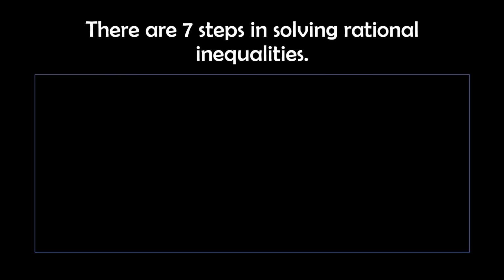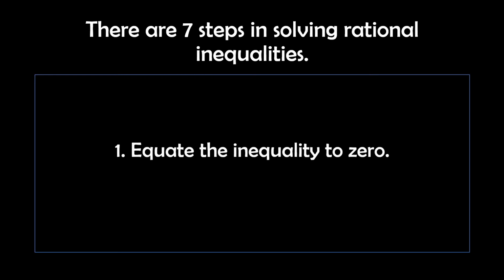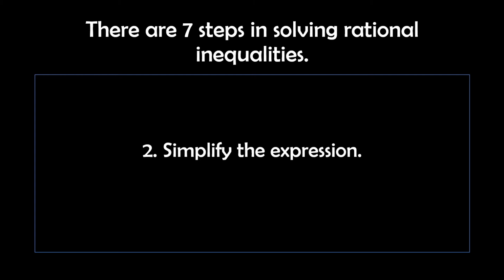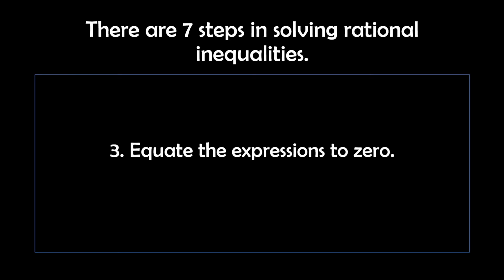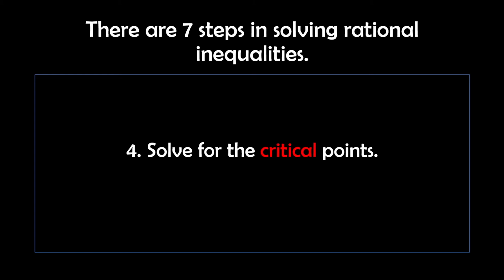Now, here we are solving rational inequalities. There are 7 steps in solving rational inequalities. The first step is to equate the inequality to 0. This is where you subtract the expression on the right-hand side from the left side. Second is to simplify the expression by doing simple subtraction. Third is to equate the expressions from our simplified equation to 0, and then we'll solve for the critical points.